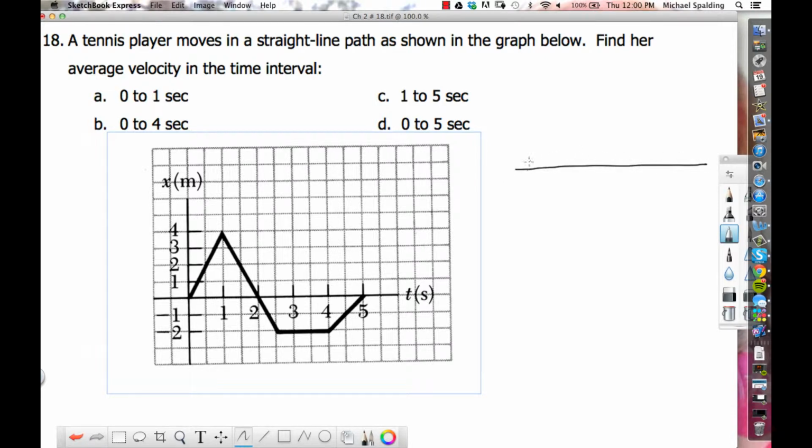So here's the tennis player. Here she is. There's the 0 meter position, 1 meter, 2 meter, 3 meter, just like when you did the walk. So what happens from t equals 0 to t equals 1? She moves out to where? To the 4 meter position.